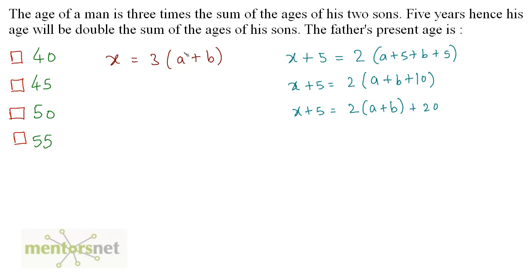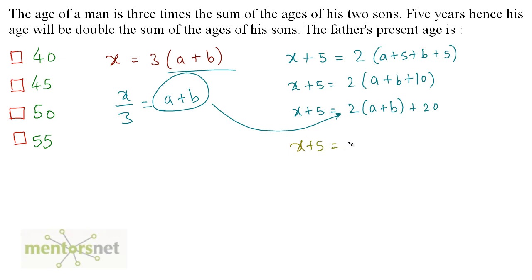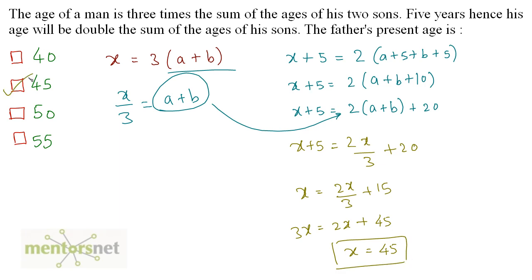But we have the value of a plus b, and that is x by 3 is equal to a plus b. Put this value of a plus b here and get the value of x. So x plus 5 is equal to twice of a plus b, which is x by 3, so 2x by 3 plus 20. So x is equal to 2x by 3 plus 20 minus 5, which is 15. So x is equal to 2x plus 15 times 3 is 45, by 3. This 3 goes to the left, so we have 3x. So 3x minus 2x is x, equal to 45. So the father's age is 45 years.